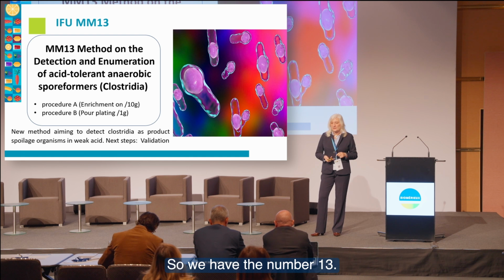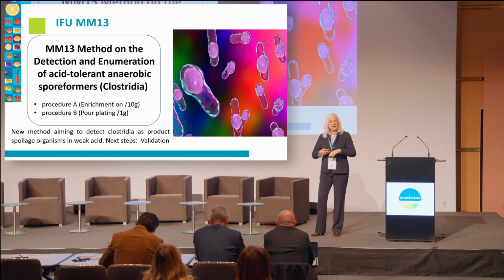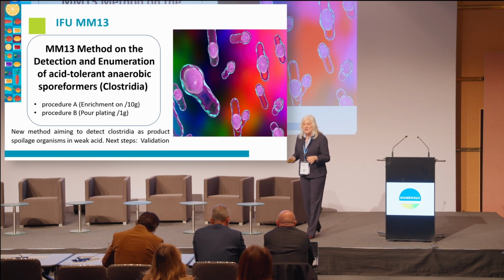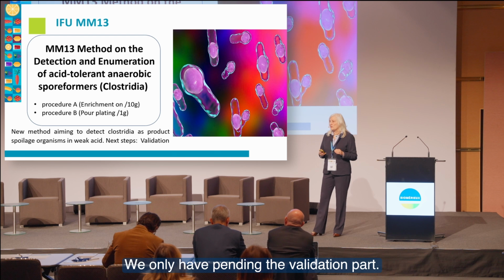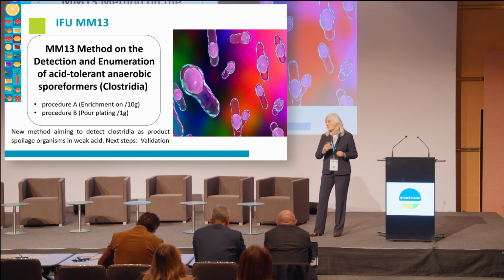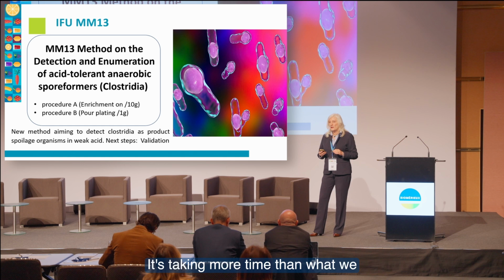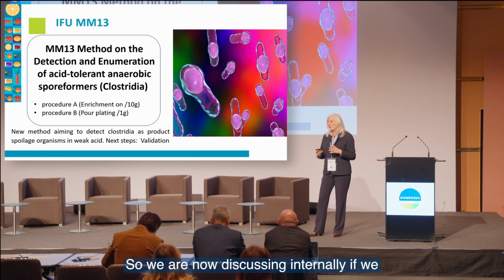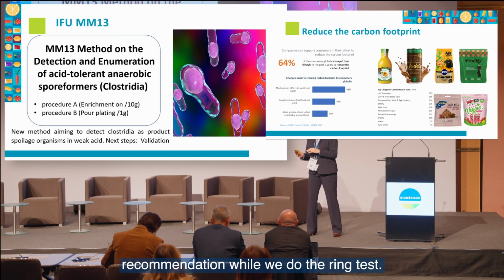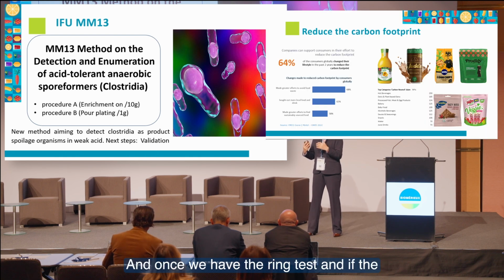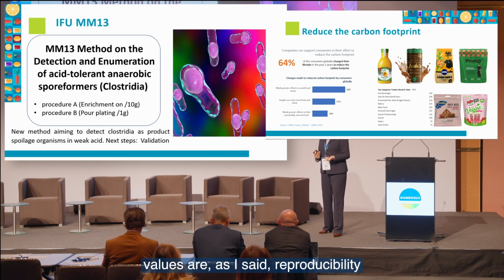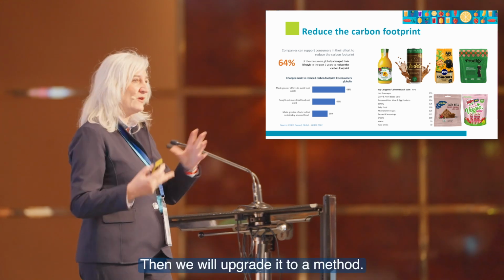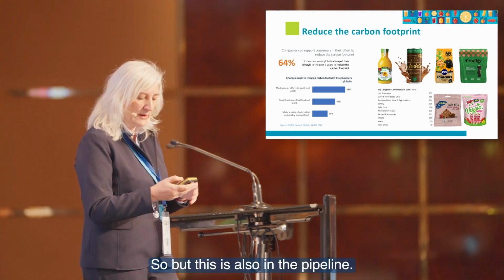So we have the number 13. This method is finished, the text is finished. We only have pending the validation part, so the ring test. It's taking more time than what we thought, unfortunately. So we are now discussing internally if we should release it first as a recommendation while we do the ring test, and once we have the ring test and if the values are, as I said, reproducibility and replicability correct, then we will upgrade it to a method. But this is also in the pipeline.